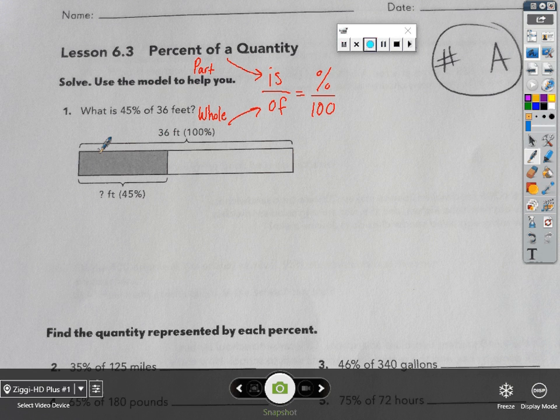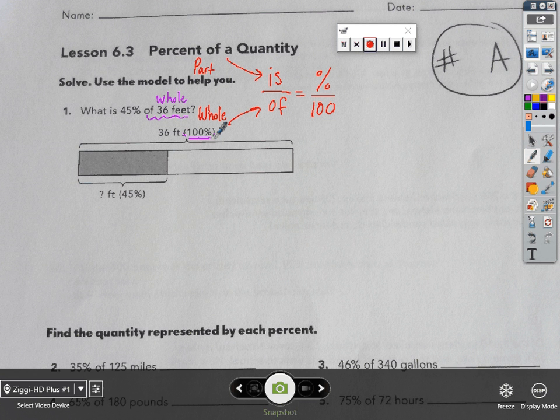Number one, what is 45% of 36 feet? Well, I like that in this bar model, they took the entire bar, the whole length of it, and they call that 100%. And you notice that they say of 36 feet. They're really talking about of the whole or the total. So they also label this 36 feet as the same as or equivalent to 100%. So this is getting a quantity measurement and also a percent measurement.